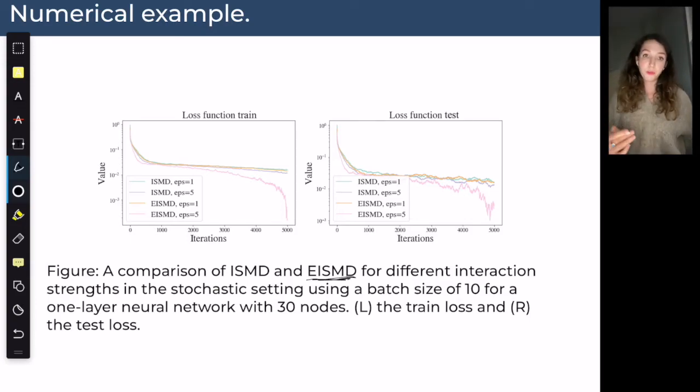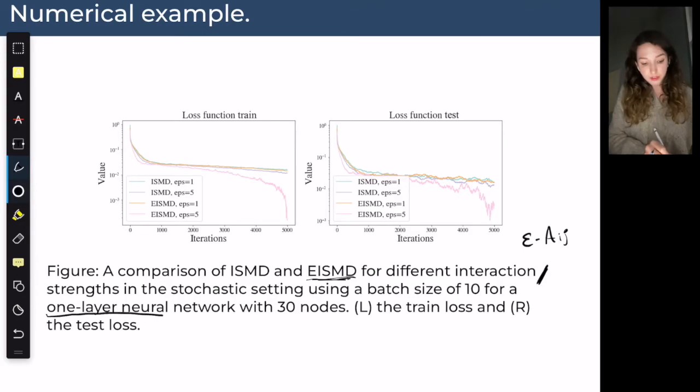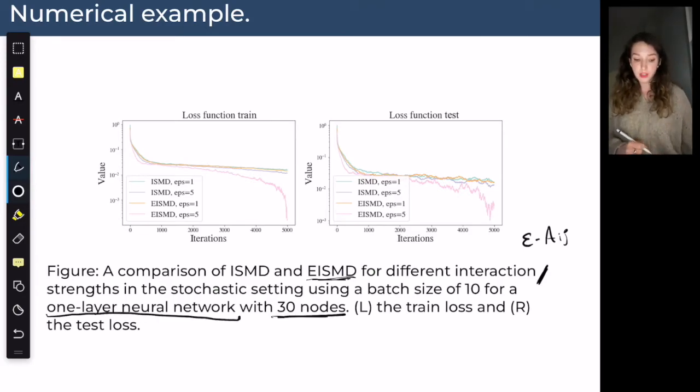so the one coming from the augmented Lagrangian, for different interaction strengths. Interaction strength is basically some epsilon times our interaction matrix, so it governs how much the algorithm focuses on minimizing the term coming from interactions as opposed to the gradient term. And the objective function is a one-layer neural network with 30 nodes. On the left, we have the train loss, and on the right, we have the test loss.